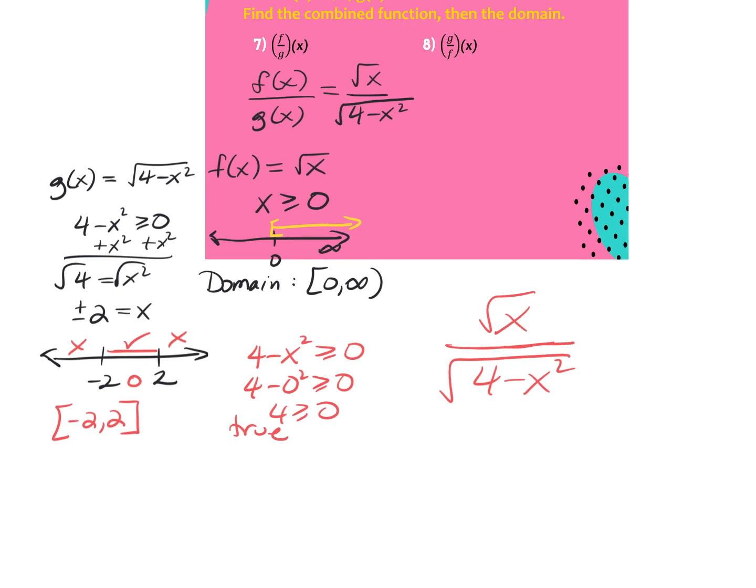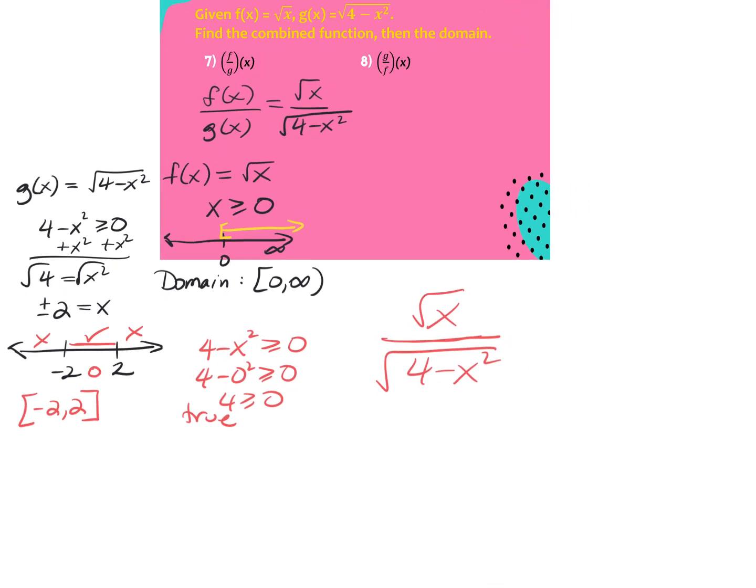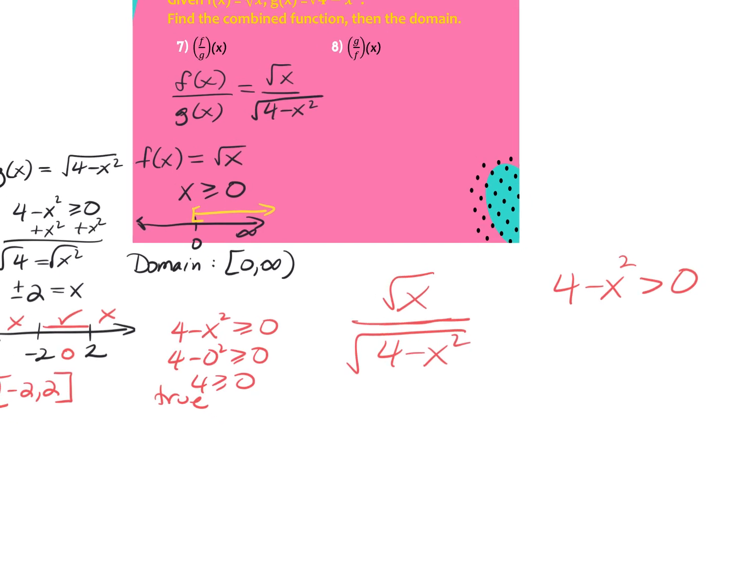So what I need to do is find the domain of my denominator. And because it's a denominator, I don't want to set it greater than or equal to, because it can't equal 0. So it's just going to be greater than 0. Then once I do this, the only difference from what I did before is it's going to be parentheses, because it can't include 2 and negative 2. So I'm still doing the same thing here.